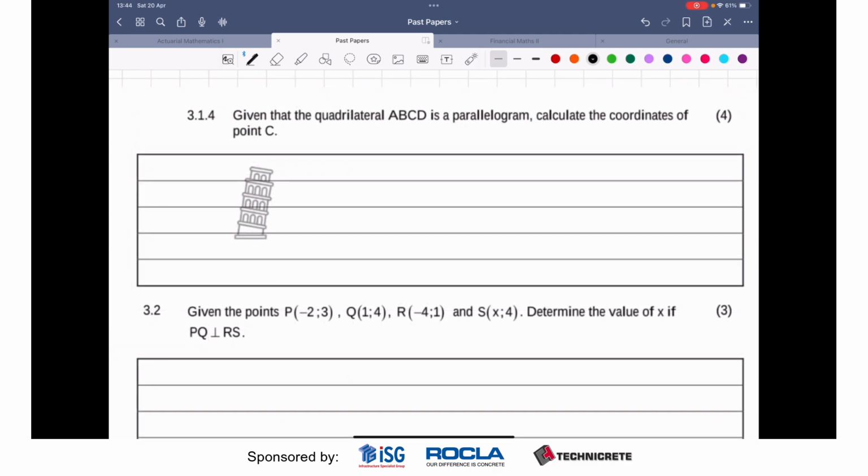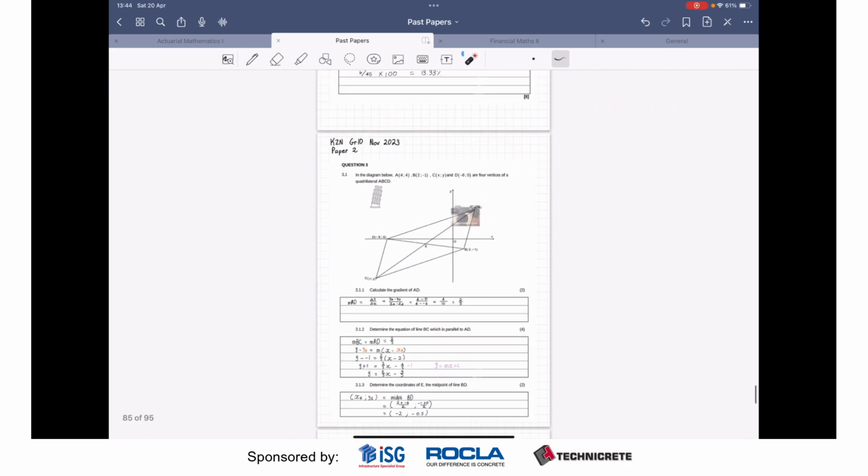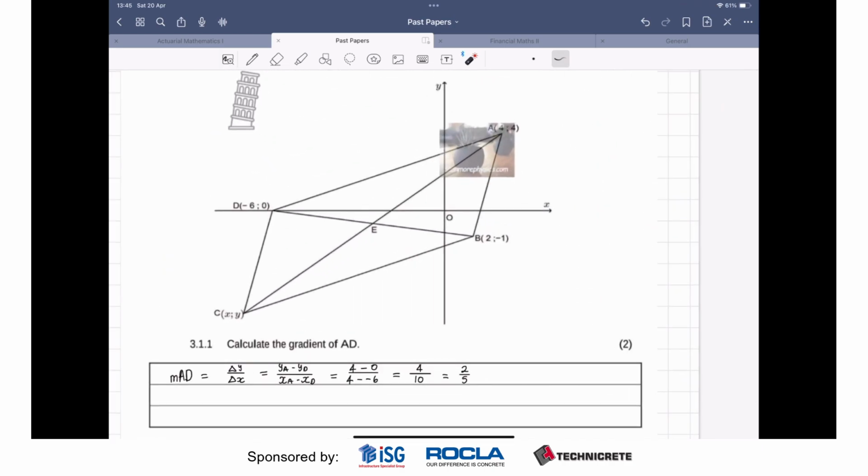Okay, 3.1.4. Now I'm told that the quadrilateral ABCD is a parallelogram, and I'm asked to calculate the coordinates of C. So if this is a parallelogram, that means that these diagonals bisect each other, which means that if E was the midpoint on this line, then it means that E is also the midpoint on this line, which means that the x of C plus the x of A divided by 2 is equal to the x of E, and then the y of C plus the y of A divided by 2 is equal to the y of E. That's just using the midpoint formula.